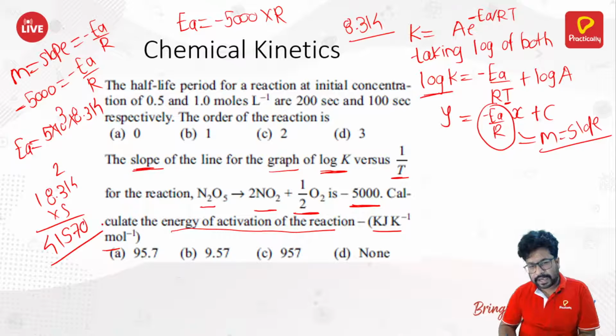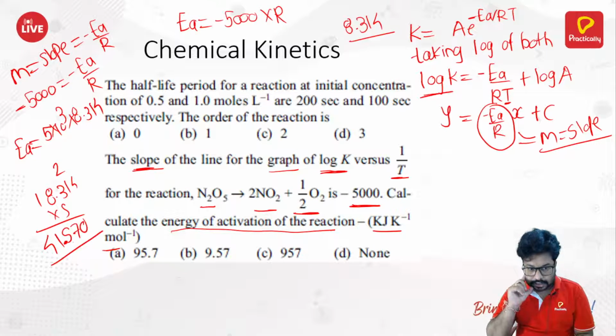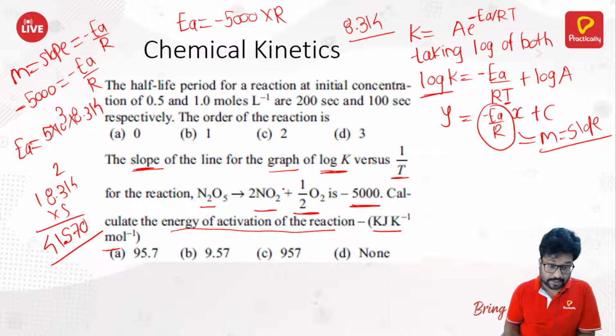41,500. Oh, did we make any mistake here? Minus Ea by R, just a sec. Just 1 by T, minus Ea by R. R is in joule. It becomes 41,570. So dividing by 1000, we get what? 41.57 kilojoule. And we don't have that option here. Just a sec. Let me see what has gone wrong, or if the options are wrong, we don't know.